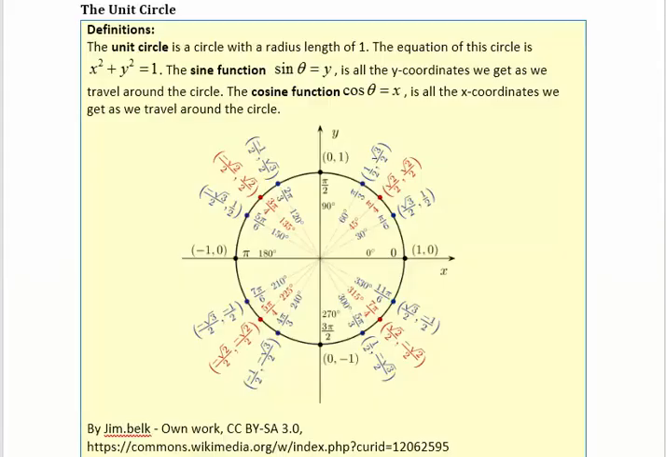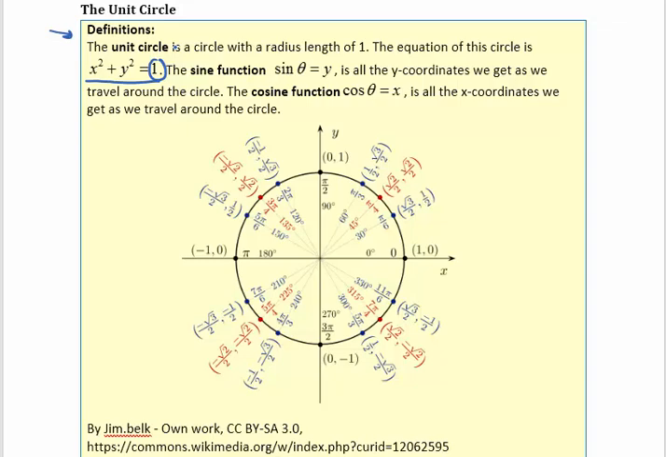The unit circle. Let's take a look at a definition here. The unit circle is a circle with a radius of length 1. That's why we call it the unit circle, because the radius is 1 unit in length. The equation of this circle is just our equation for a circle. Remember, x squared plus y squared, and whatever value we have over here is the radius of the circle. Since we're on the unit circle here, that's going to be 1.